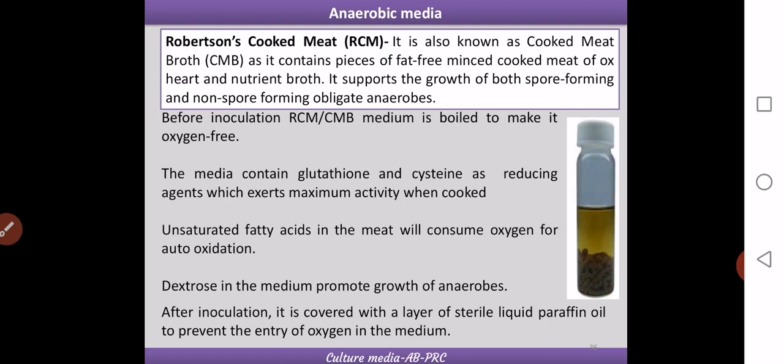Then also the unsaturated fatty acid in the meat will consume oxygen if it is there. Dextrose in the media will promote growth of anaerobic organisms. So all these are the different features. Then after inoculation, it is usually covered with a layer of sterile liquid paraffin oil to prevent the entry of oxygen into the medium, so that external entry of oxygen is prevented. In this way this becomes an anaerobic medium. Clear?